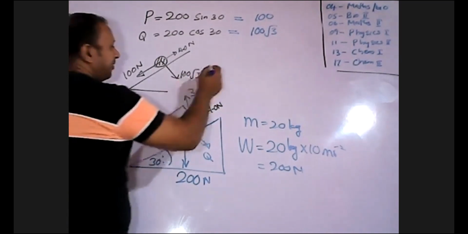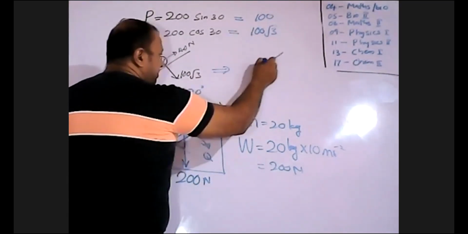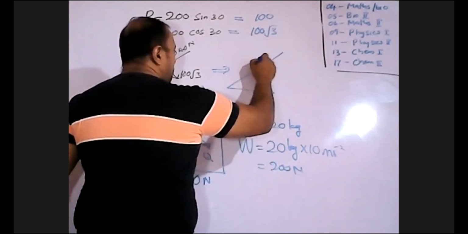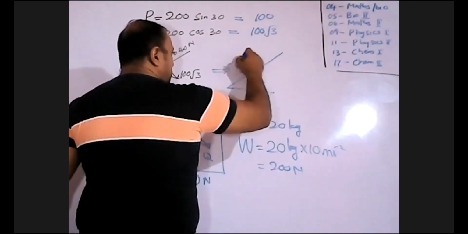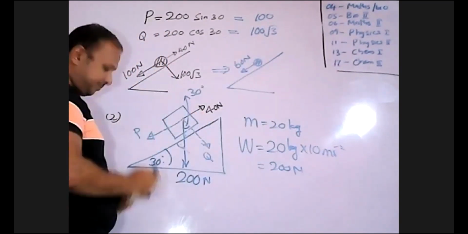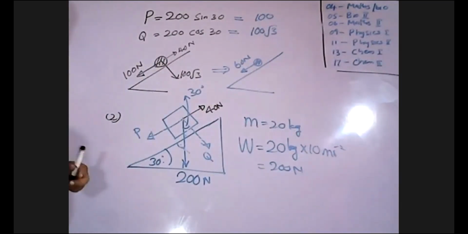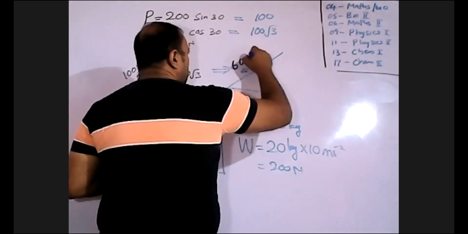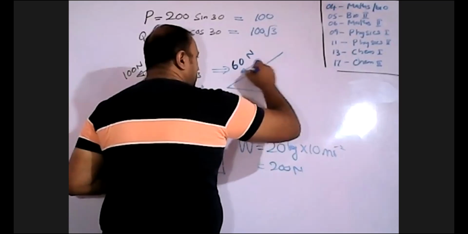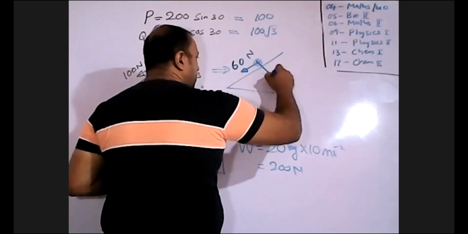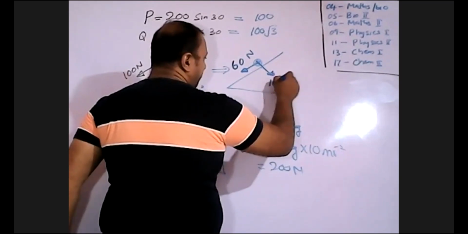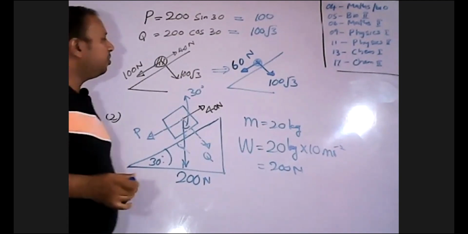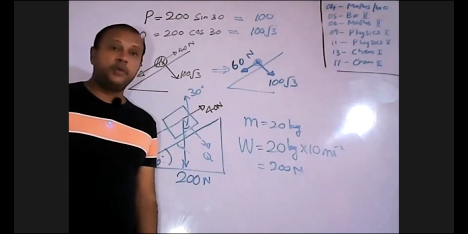Therefore, I can reduce this system something like this. Into the downward direction, the force is 60 Newton. Perpendicular to the plane, the force is 100 root 3. Now there are only two vectors which are perpendicular to each other.